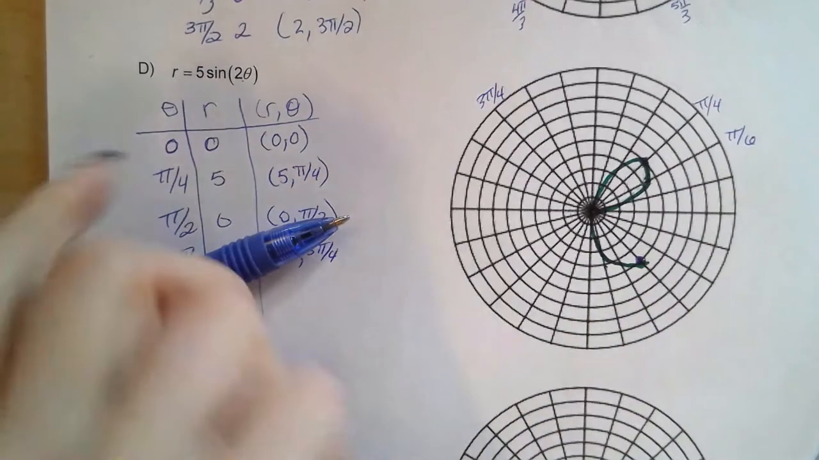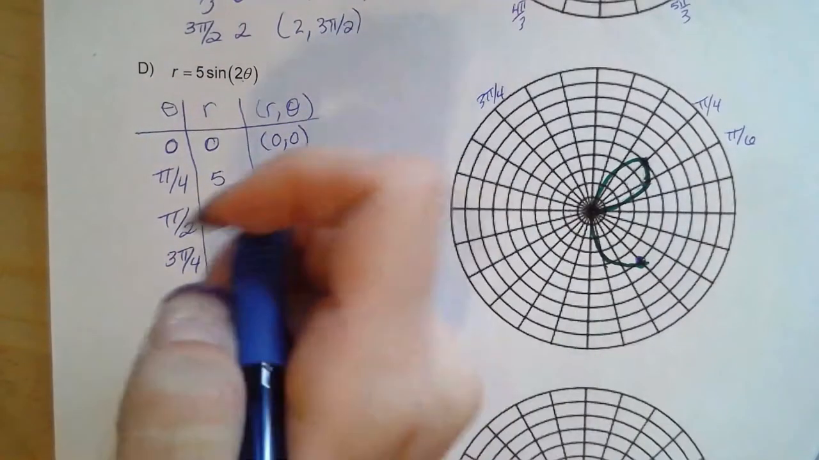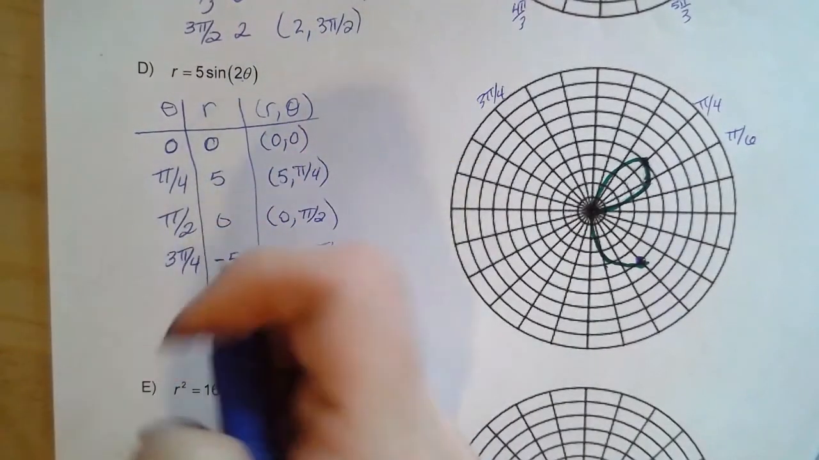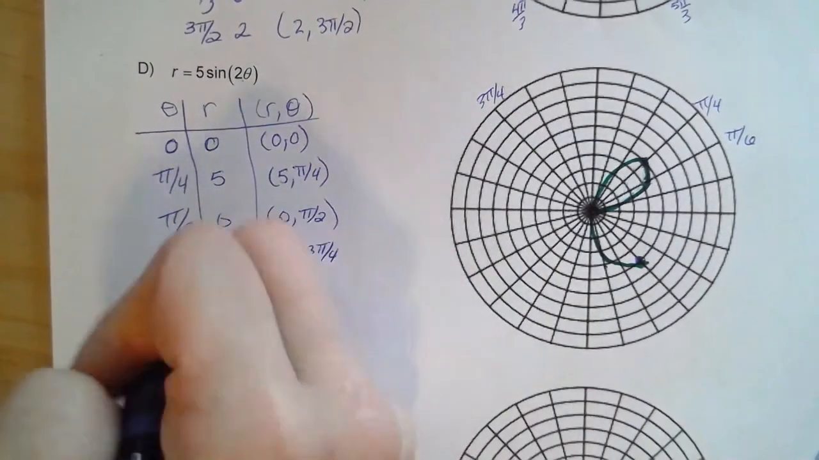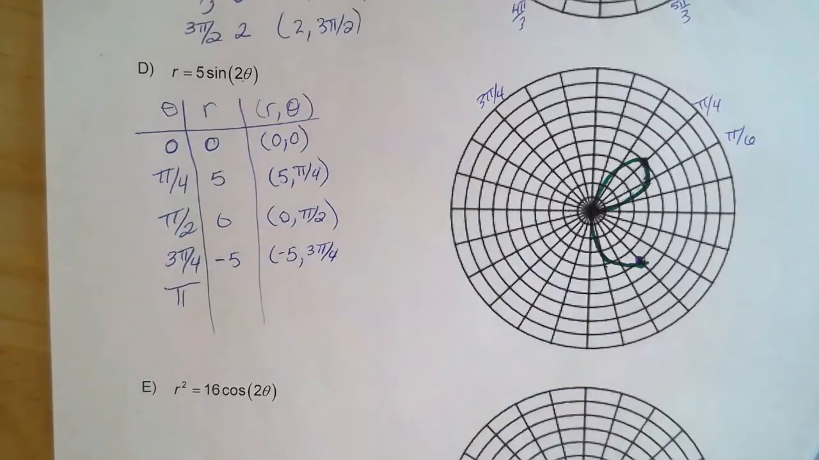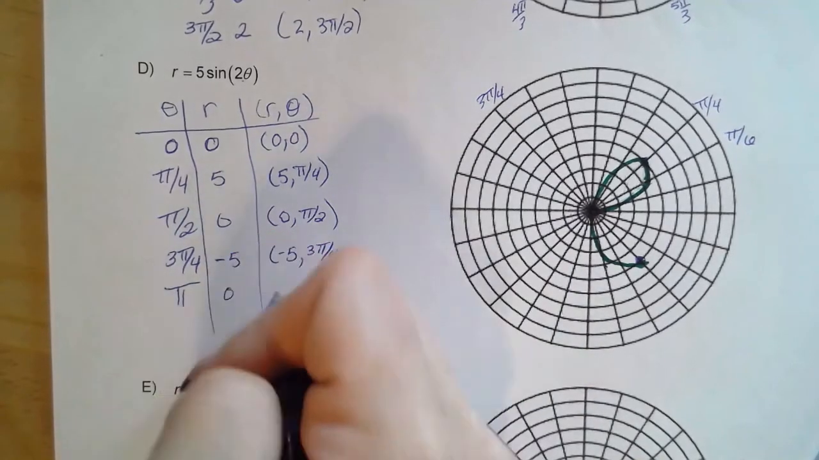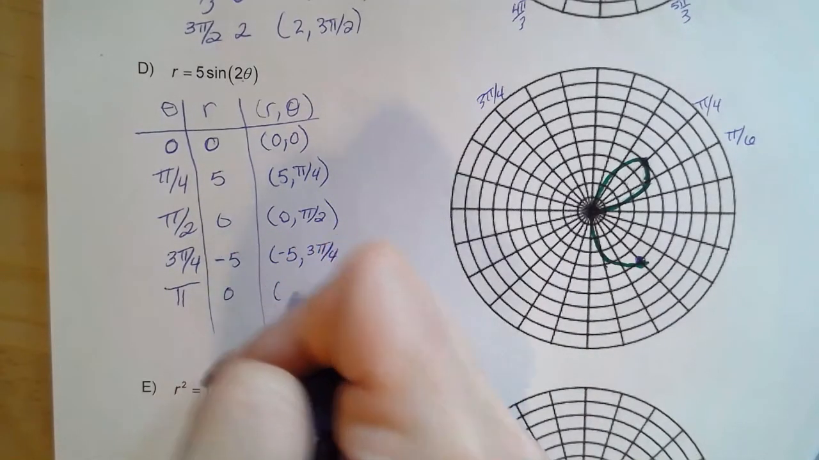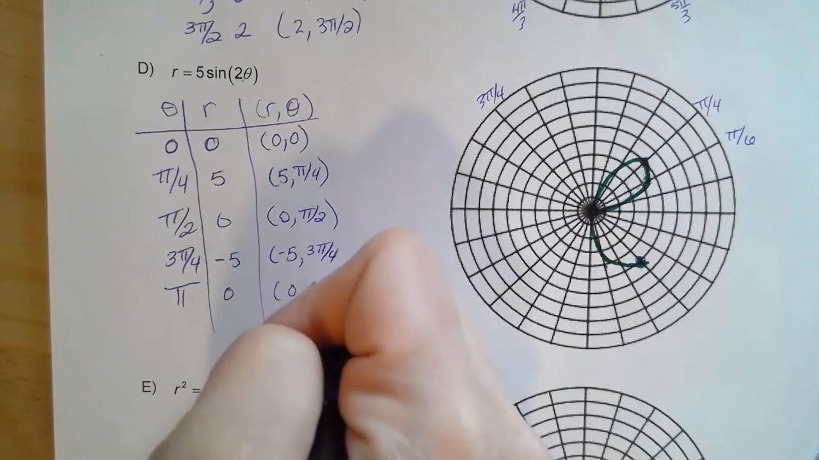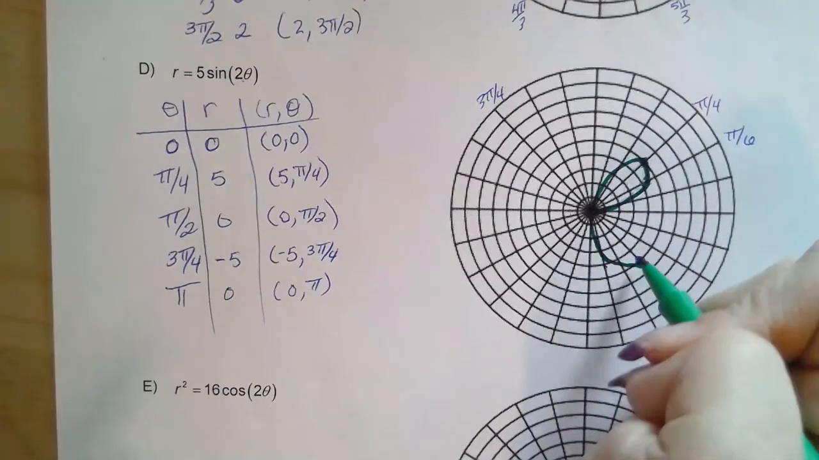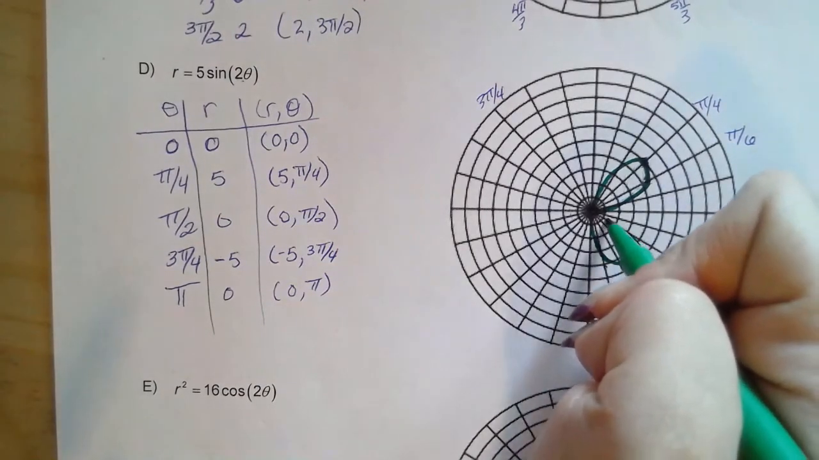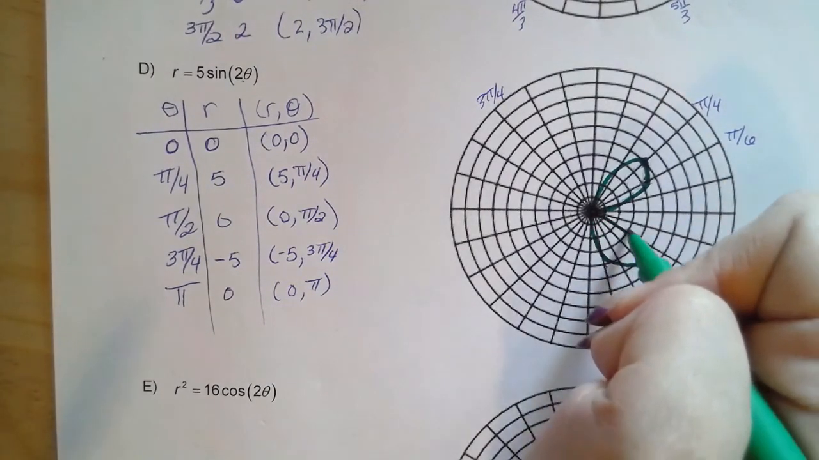Okay, now let's keep going. What happens next? Well, at 2 pi, let's see, what do we do now? Oops, forgot pi now. We're at pi. Alright, so that would be sine of 2 pi, which is 0. 0 times 5 is 0. Well, see, we're kind of repeating the same point, but we're not repeating the same circle. So it comes back to the center.